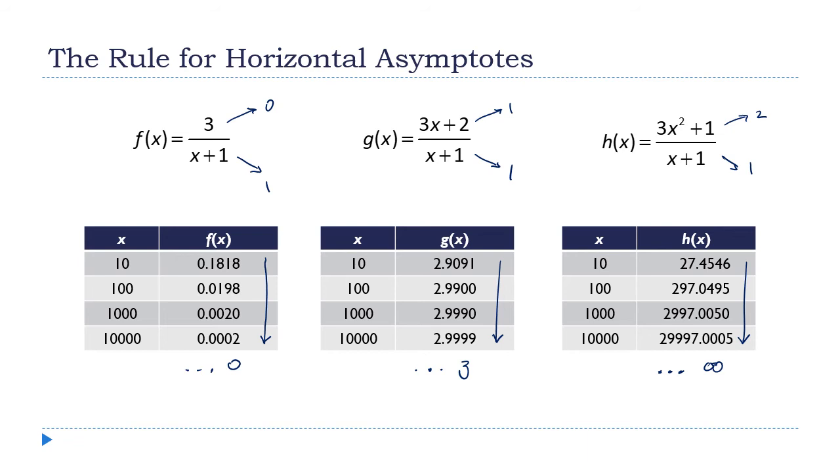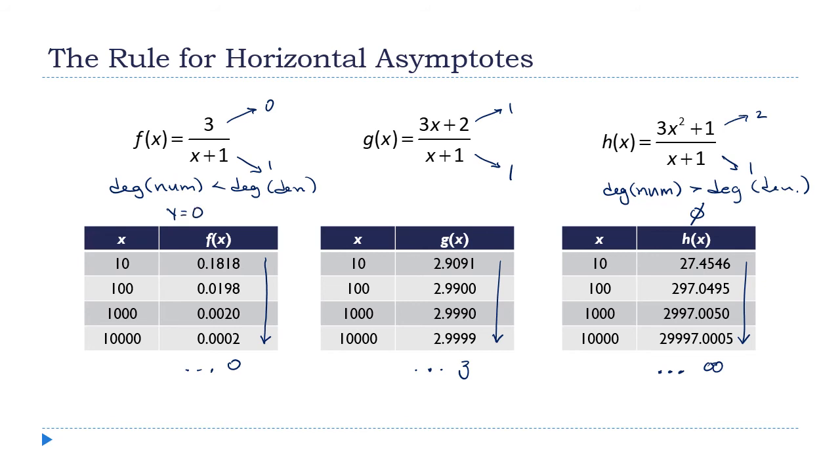Okay, if the degree of the numerator is greater than the degree of the denominator, then there is no horizontal asymptote. Now over here, I've got it the other way around. Here the degree of the numerator is less than the degree of the denominator. In this case, it's always going to be the same. The horizontal asymptote is going to be y equals 0.